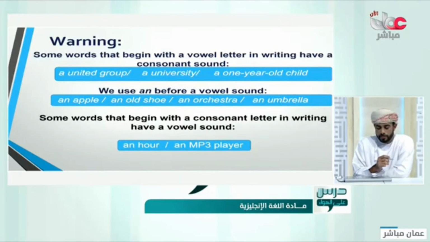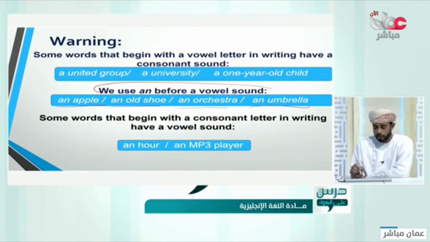Warning. Some words that begin with a vowel letter in writing have a consonant sound, as I told you. Like in "a united group". A united group, you pronounce "you", so don't say "an united". A university, a 1-year-old child, okay? The same thing. But sometimes we use "an" before the vowel sound: an apple, an old house, an orchestra, an umbrella. It's normal.